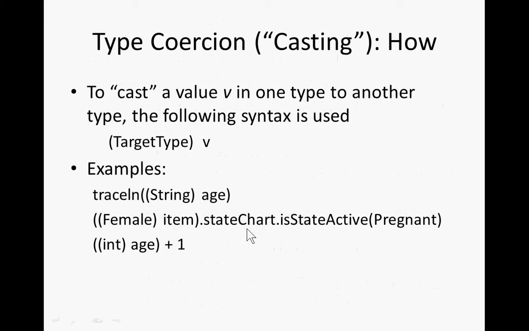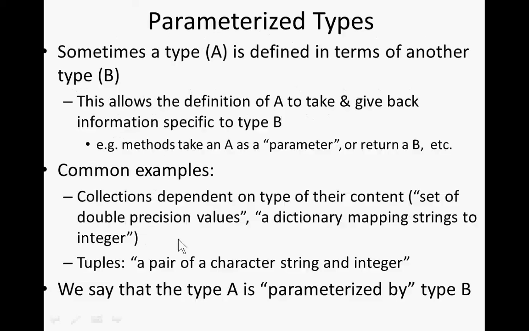Or suppose I know item is a person, I want to say treat as a female, so I can, because female is a type of person, it will turn out. And I want to ask, are they pregnant? Or I want to take age as an integer and add one to it. Okay, again, you folks are seeing stuff that's a little bit advanced here, but it will be helpful for understanding.